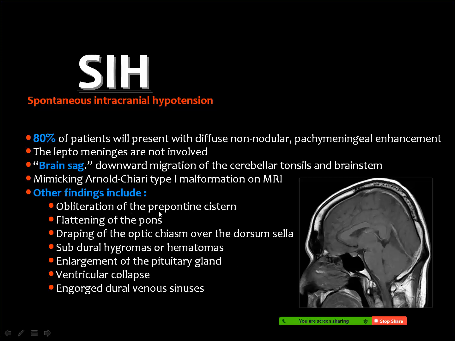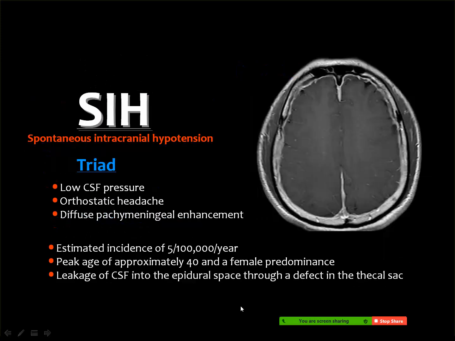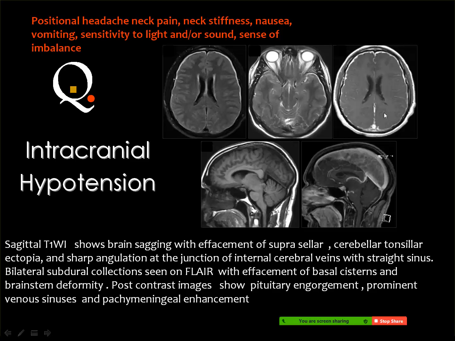Number one is obliteration of the prepontine cistern, flattening of the pons, the anterior aspect of the pons, draping of the optic chiasm over the dorsum sellae. And you see that the suprasellar cistern is almost not seen in the image. Then you may get subdural hygromas or hematomas, enlargement or engorgement of the pituitary gland, and ventricular collapse, attenuated ventricles, and engorged dural sinuses.